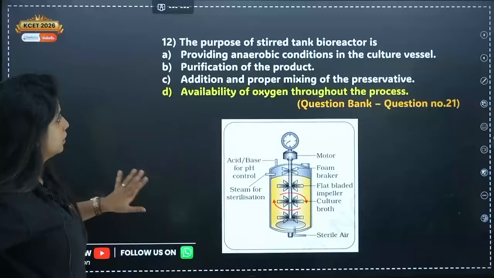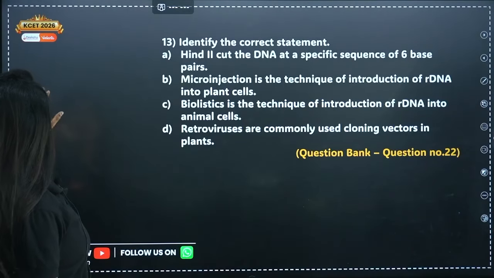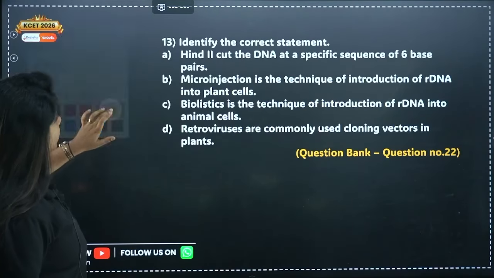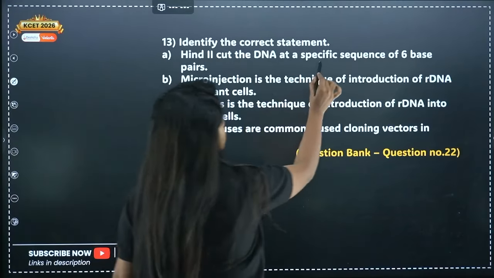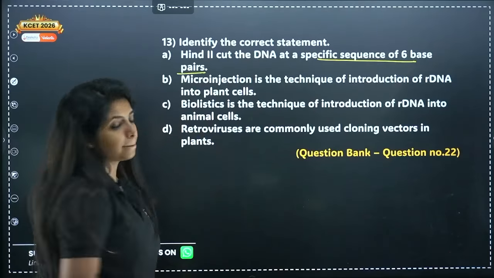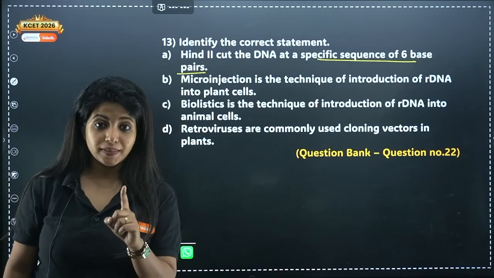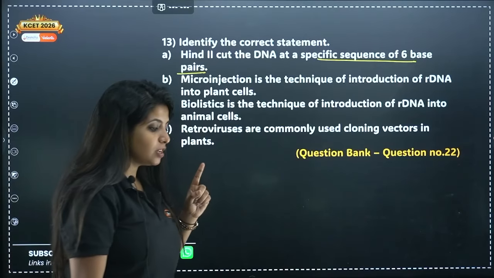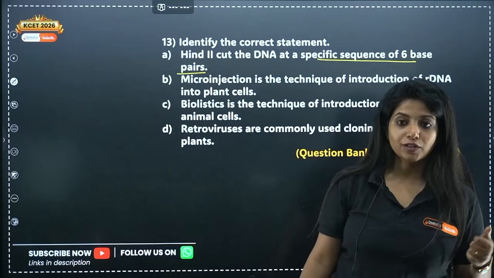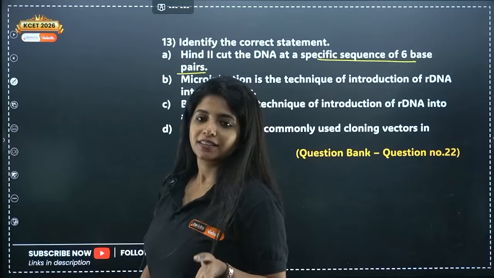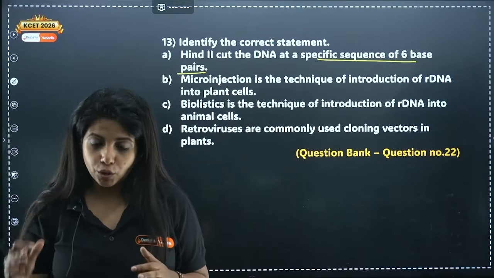Okay. Next, identify the correct statement. Let me identify. HindII cuts the DNA at a specific sequence of 6 base pairs. HindII is the first restriction enzyme. In E. coli, you have to understand that there was a restriction enzyme, but you could not discover it. The actual thing that you discovered was HindII.